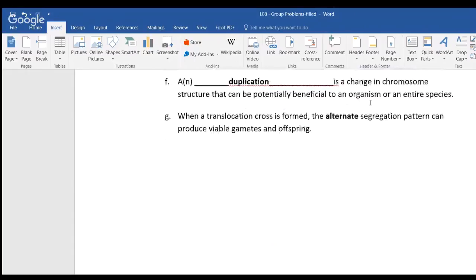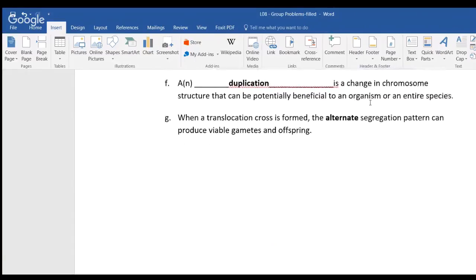For part F, we want to know what's going to change chromosome structure and could possibly be beneficial to an organism or an entire species. And we have to look back at the mentioning of gene families. Gene families can be beneficial, and they are created through duplications of pieces of chromosomes. So that must be the answer.